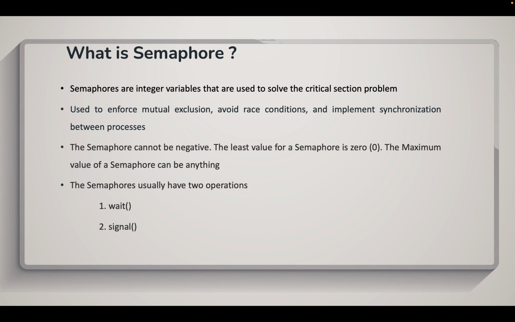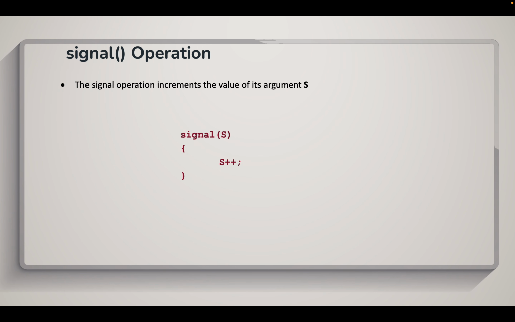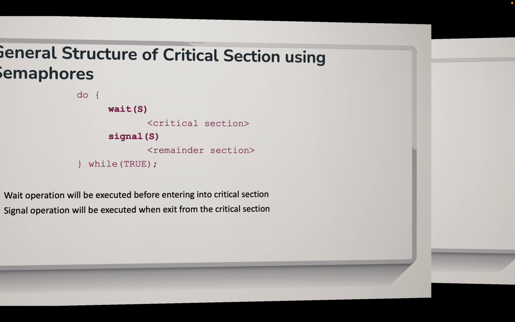What is a semaphore? A semaphore is a variable used for synchronization of two processes. Semaphore has two operations, one is wait, another one is signal. In wait, if the semaphore value is less than or equal to 0, it makes the process wait. If it is greater than 0, it decrements the semaphore by 1 and executes. Signal simply increases the semaphore value by 1.